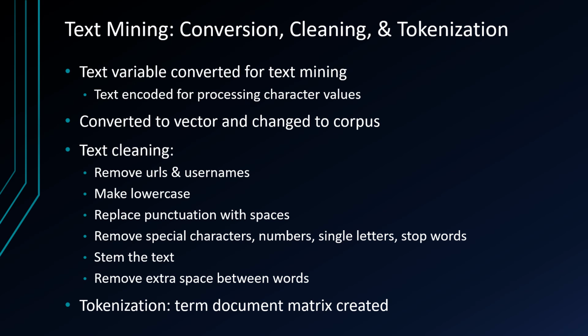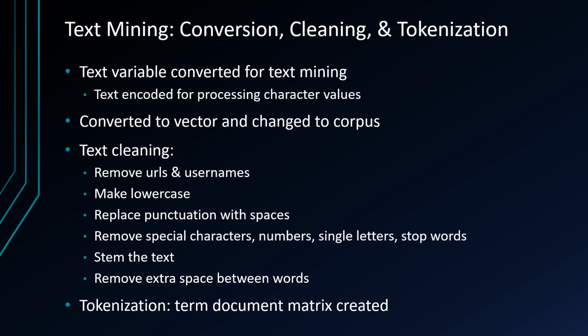Remove stop words, which are common use words such as the, is, and, etc., that don't have substantial meaning or sentiment on their own. And stem the text. Stemming the text is when the root word is used rather than the word's different iterations. For example, reducing clicks, clicked, and clicking to click. After this, the text is left with extra space between words, so those were also removed.